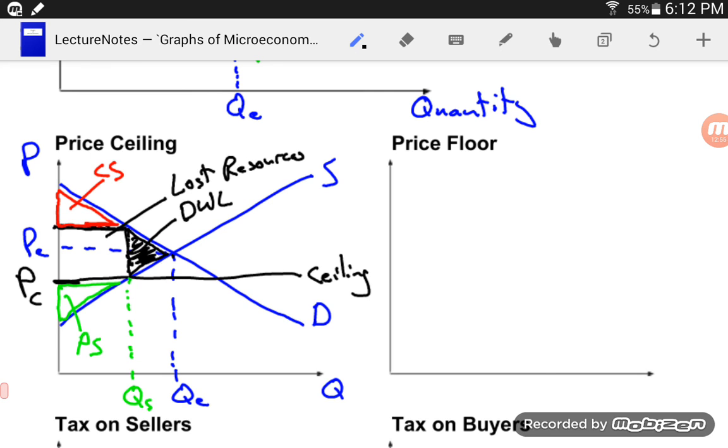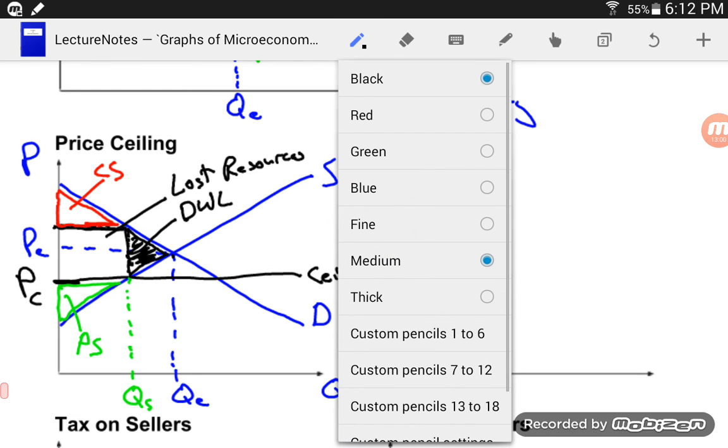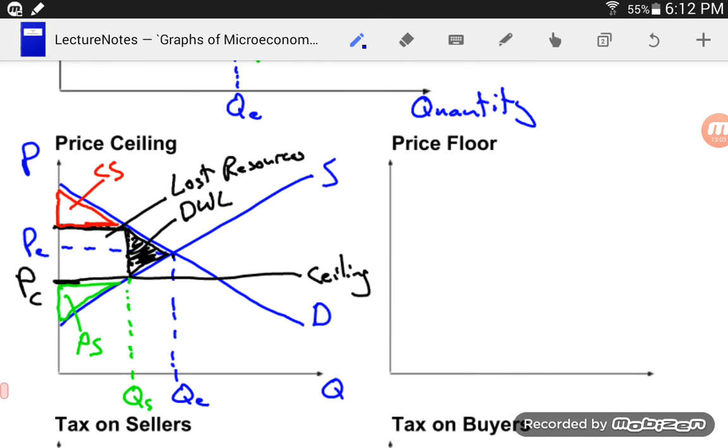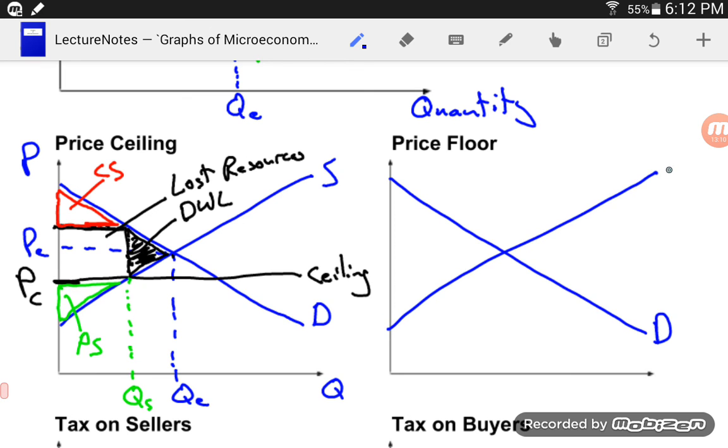Let's do the price floor here, and then I'll stop for a moment and probably do another video as we continue with taxes. So price floor, price ceiling, I'm going to start with the same graph that we do over and over again. Supply and demand with a price and quantity. Always label your axes. So we'll have our starting equilibrium, or our market equilibrium price, and market equilibrium quantity. And then let's put in a price floor.